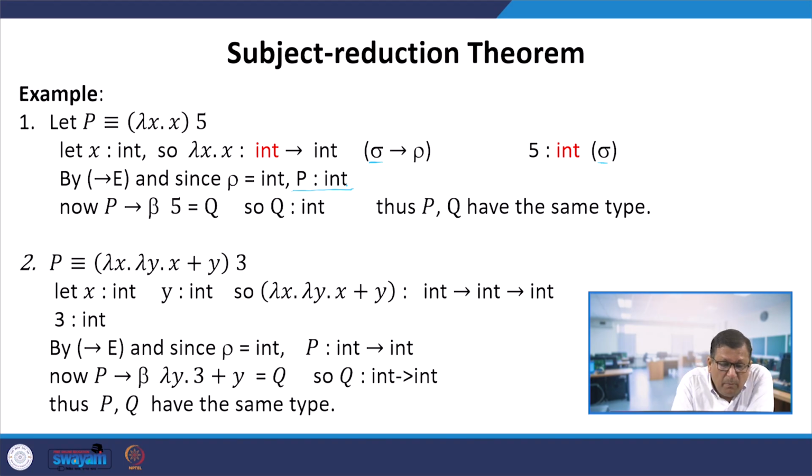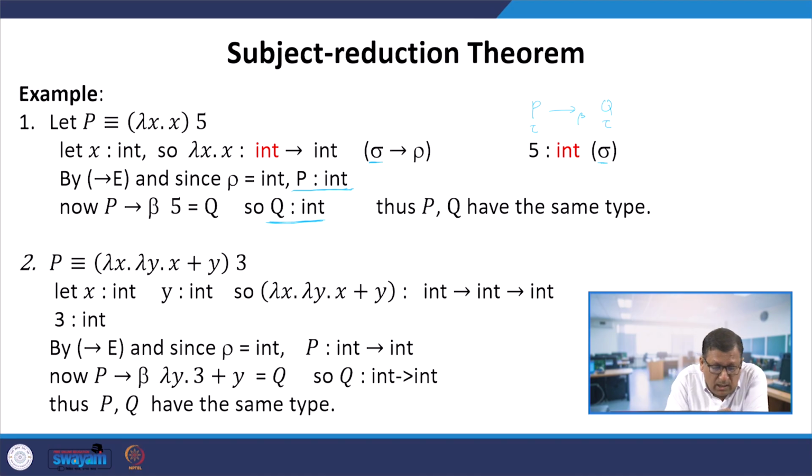Now beta reduction of P will give us 5. The type of 5 is int. So what we have is that P and Q have the same type. That means when P beta reduces to Q, if the type of P is tau, then the type of Q is also tau. This is what the theorem says, and this is what the example also illustrates.